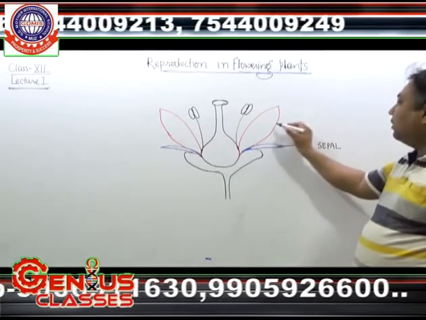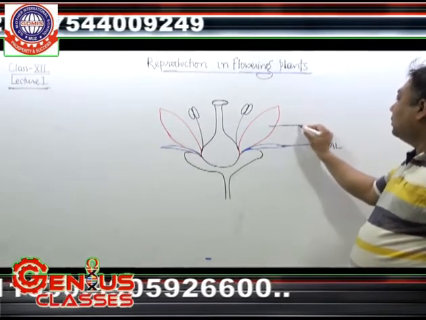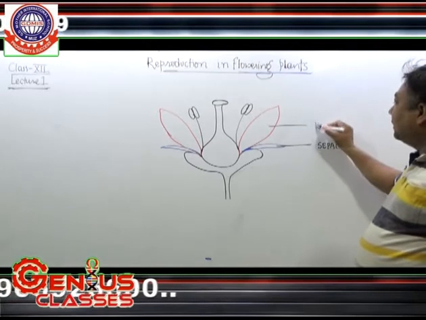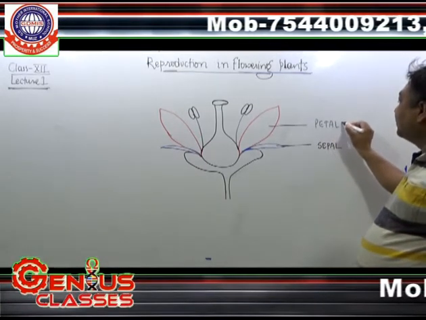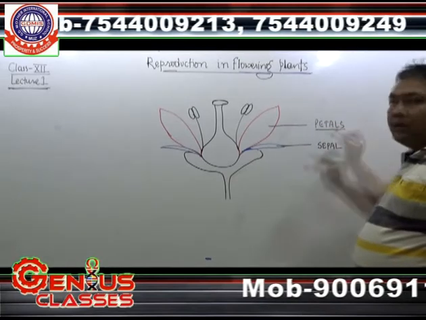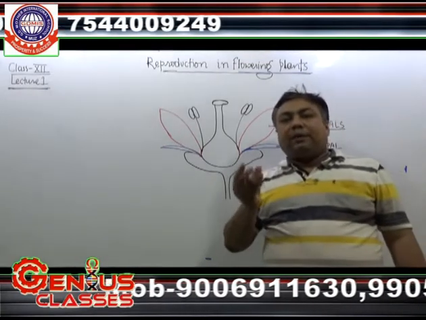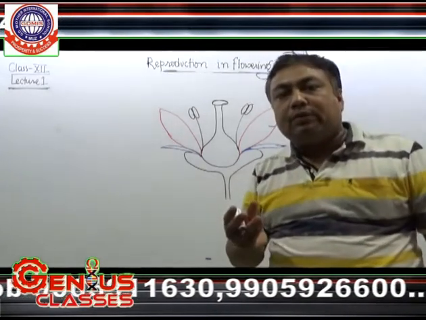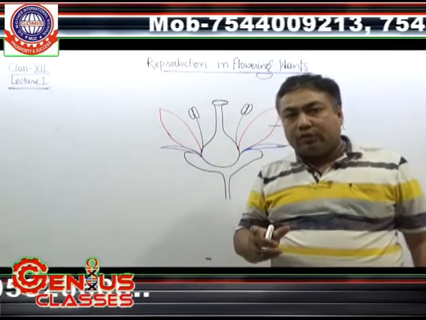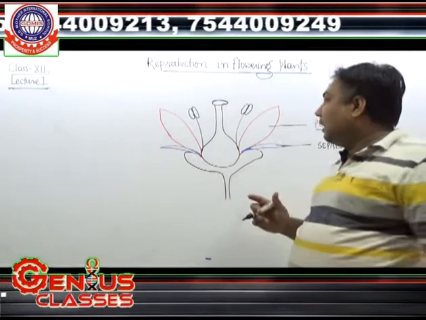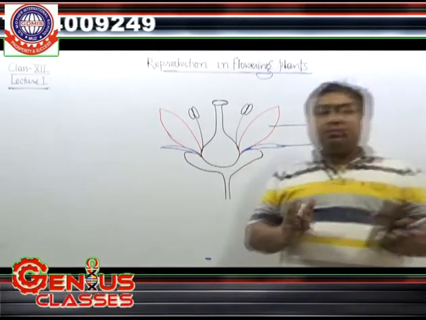Then the second whorl is colorful petals. पंखुड़ी जिसको हम कहते हैं, petals. ये पत्तों जैसी आकृति है, छोटे पत्तों जैसी आकृति जो बहुत ही कोमल और कलरफुल होते हैं. That is called petals. And the third whorl is the male whorl.